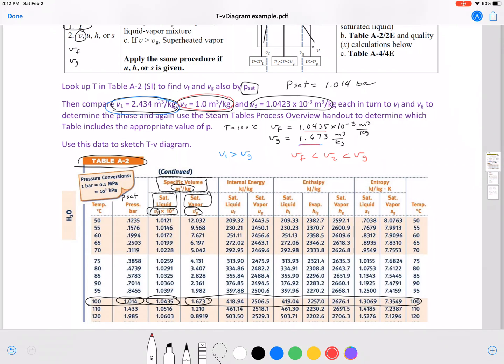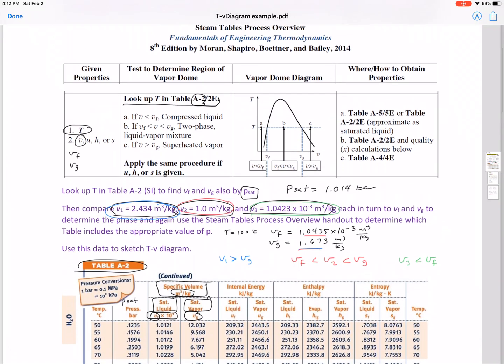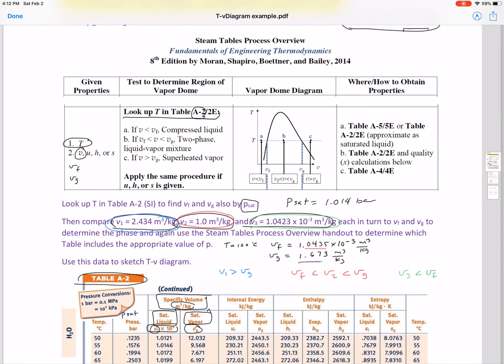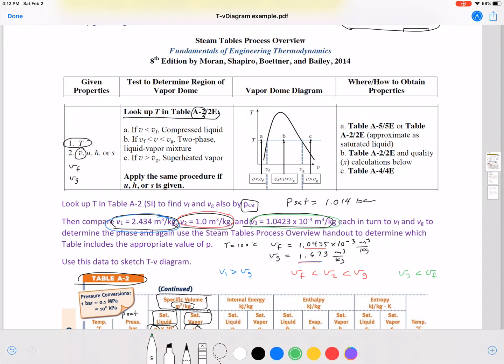And then the third one here we have V3. So V3 here is less than VF. So if we go back up to our table, we can see that for state 1, where we're greater than VG, we have a superheated vapor. So this is vapor, and we're going to use table A4 to find our values for that one.